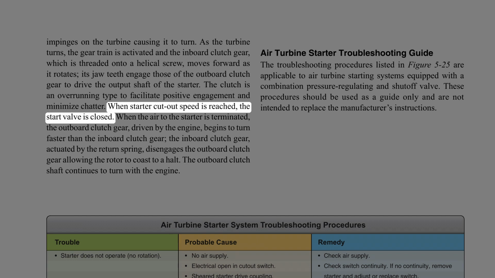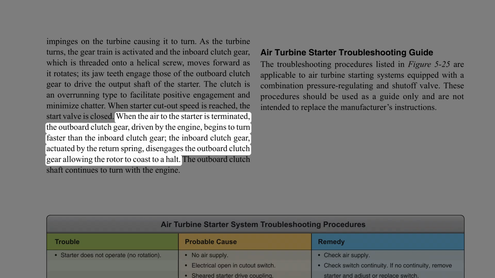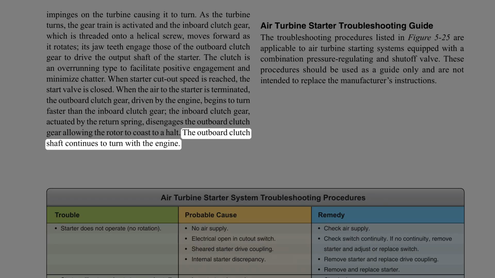When starter cutout speed is reached, the start valve is closed. When the air to the starter is terminated, the outboard clutch gear, driven by the engine, begins to turn faster than the inboard clutch gear. The inboard clutch gear, actuated by the return spring, disengages the outboard clutch gear, allowing the rotor to coast to a halt. The outboard clutch shaft continues to turn with the engine.